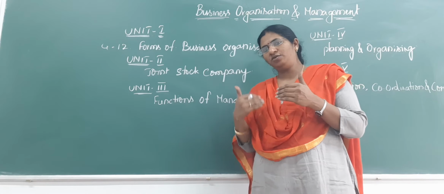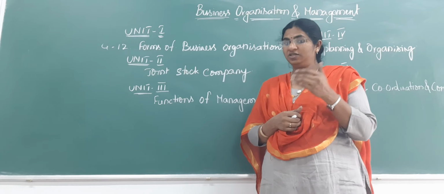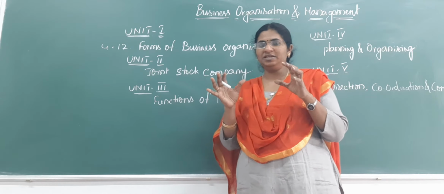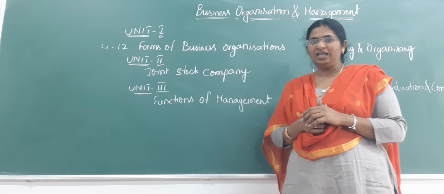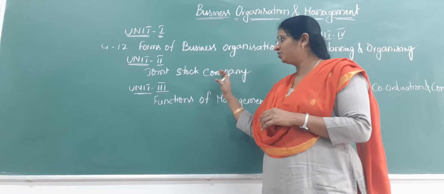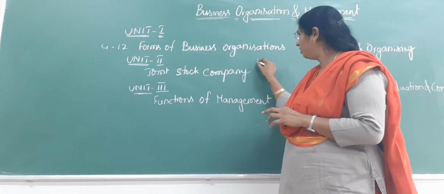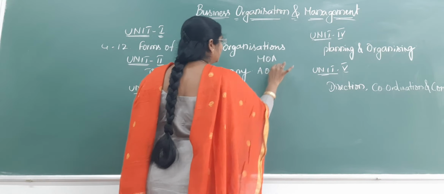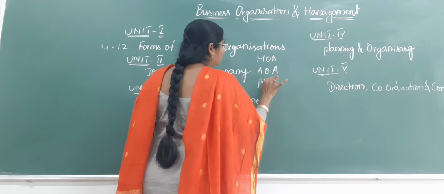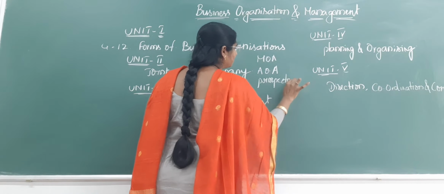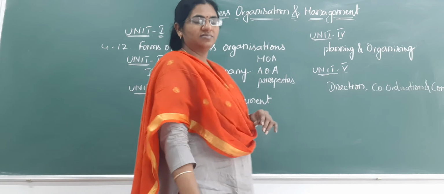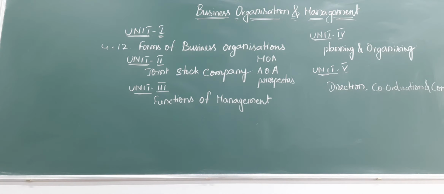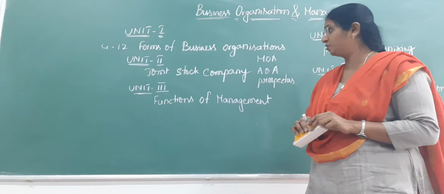So when we are talking about the joint stock company, because it is a legal person and an artificial person, it needs to submit certain documents. And the documents which the joint stock company has to submit are Memorandum of Association, Articles of Association and Prospectus. So what are the 3 documents? Memorandum of Association, Articles of Association and Prospectus.